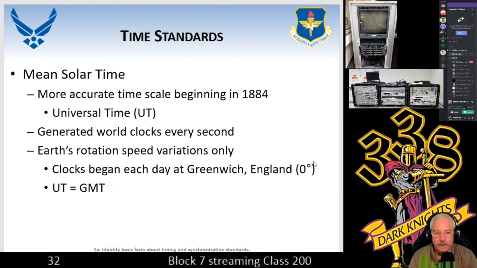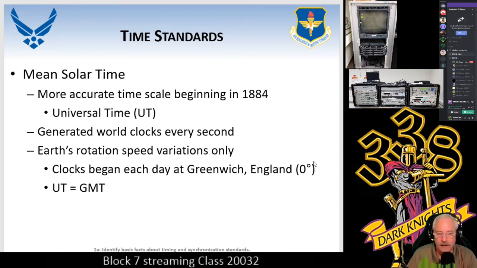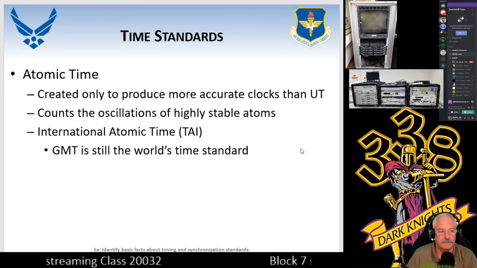We call that Greenwich Mean Time, and also UT means universal time. So you're going to hear a couple different names for that prime meridian, or the zero line on the Earth's latitude. Then we get into more accurate timing, called atomic time. So GMT is considered the world standard.